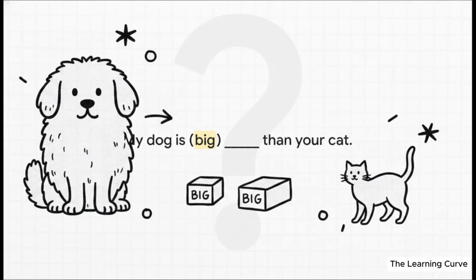All right, for our final puzzle piece, look closely at the spelling of the adjective in the parentheses. My dog is blank than your cat. Our word is big. Tell me the comparative form. And more importantly, visualize in your head exactly how it's spelled.